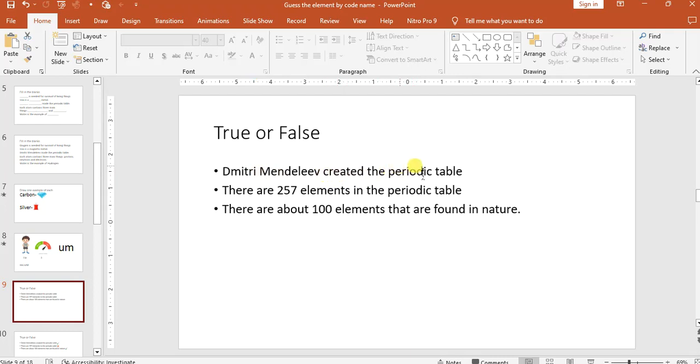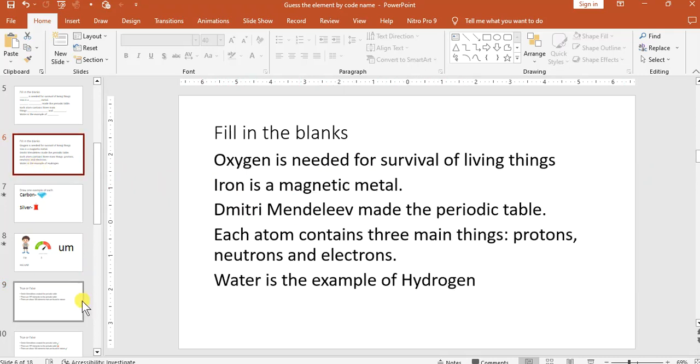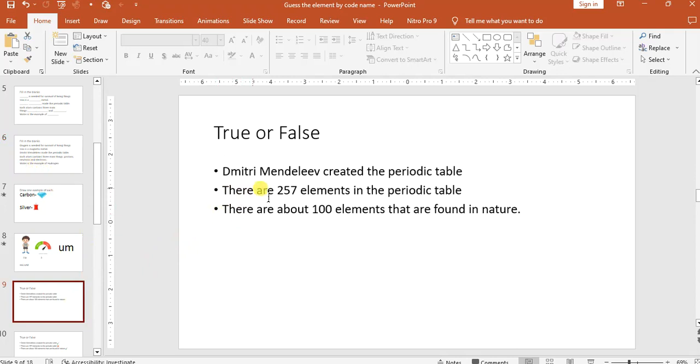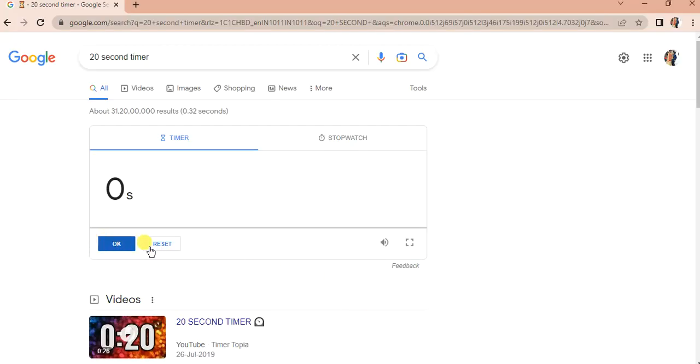Okay, true or false? Dmitri Mendeleev created the periodic table. So this would be easy because we have just done it here. There are 257 elements in the periodic table, which would be easy too. And there are about 100 elements that are found in nature. I will explain it, okay? So your 20-second timer starts now.